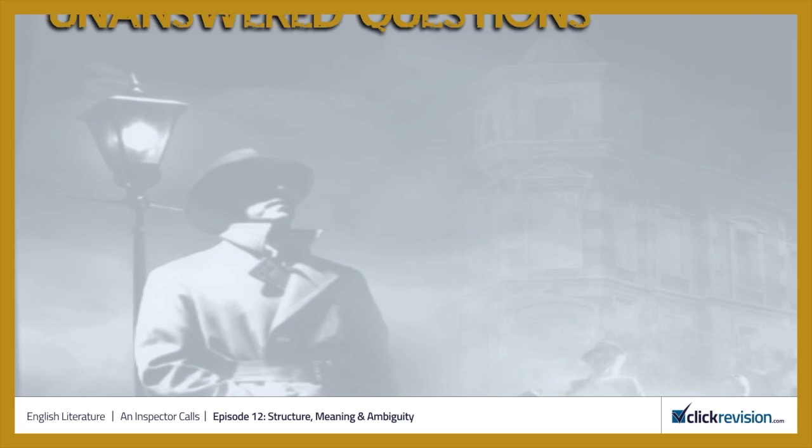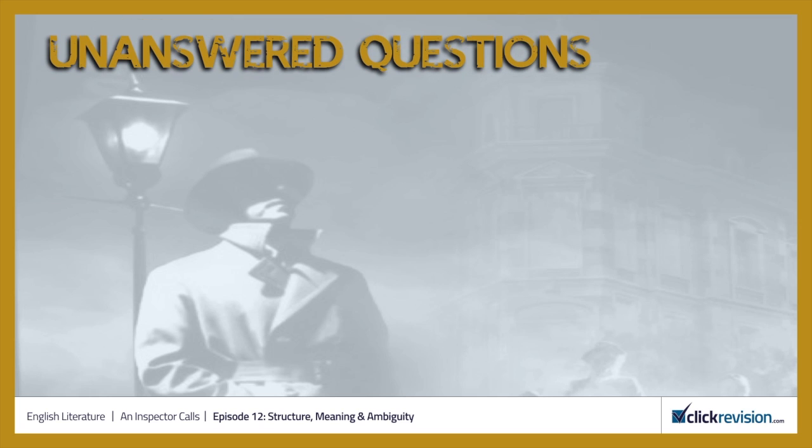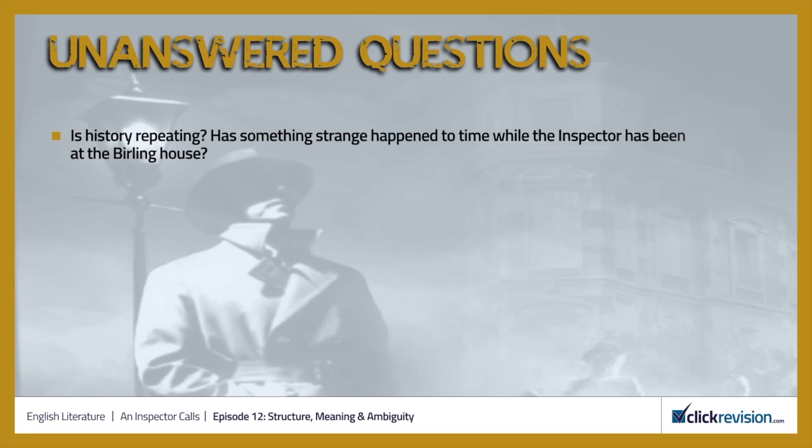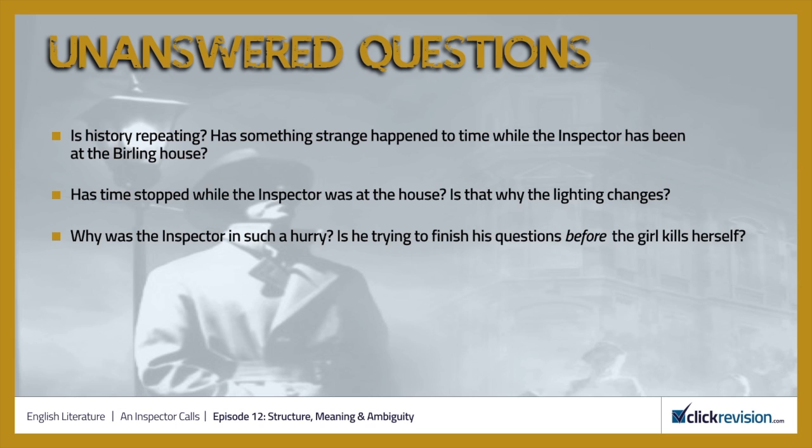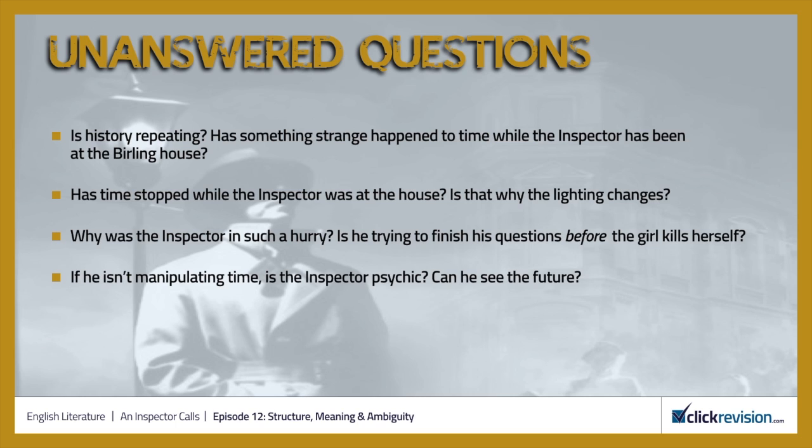So, going back to the idea of An Inspector Calls being a time play, what are those questions that we are unable to answer? Well, depending on who you are and how you interpret the narrative of the play, you could ask any of these. Is history repeating? Has something strange happened to time while the inspector has been at the house? Has time stopped while the inspector was at the house? Is that why the lighting changes? Why was the inspector in such a hurry? Is he trying to finish the questions before the girl kills herself? If he's not manipulating time, is the inspector psychic? Can he see the future?